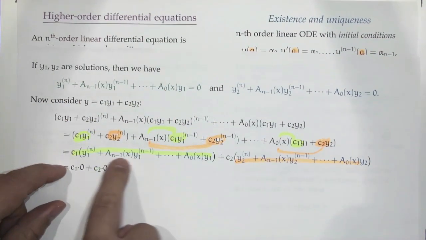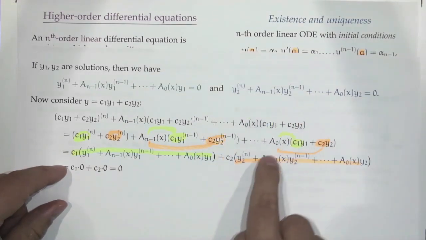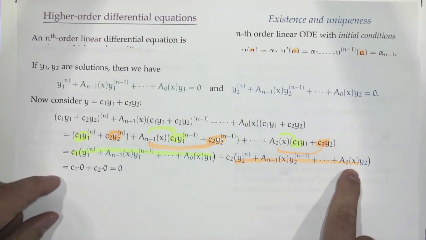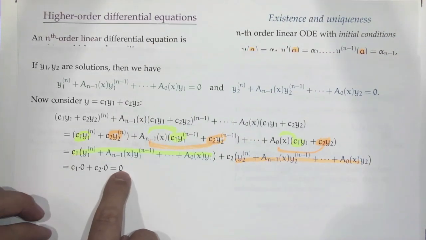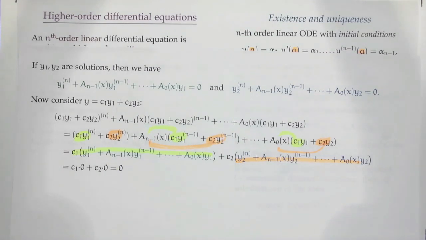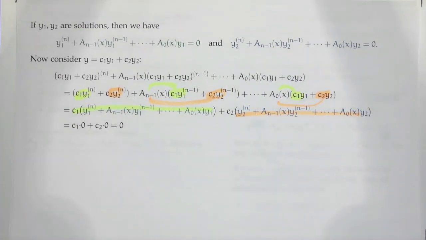So this part has to equal 0. And up here, this is a solution. So that part has to equal 0. And you get C1 times 0 plus C2 times 0 equals 0. Beautiful, beautiful. So really, there's a couple of nice things: linear, and the fact that if you add 0 to 0, you get 0. And if you multiply something by 0, you get 0.